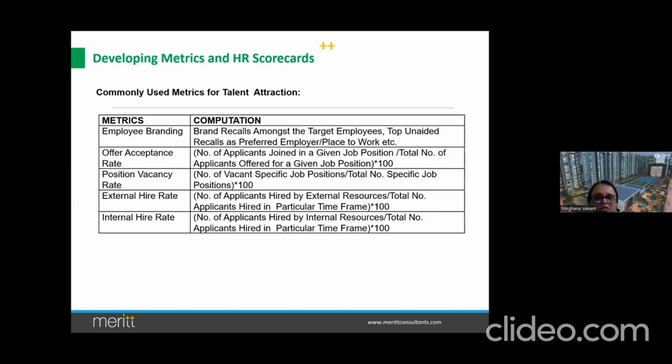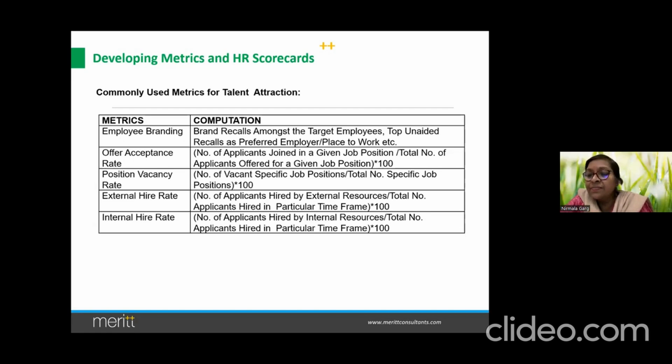IJPs, succession plans. Nobody wants to do lateral moves. You can also look at how many people, when there's a vacancy, want to join different positions. So these are some of the metrics you can look at when you are looking at talent attraction.